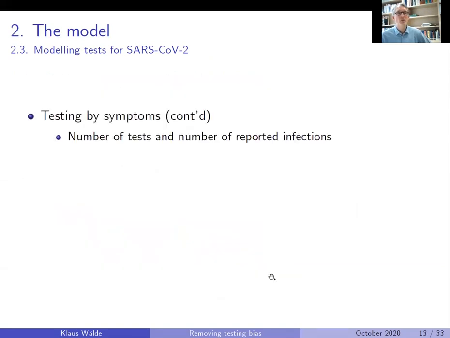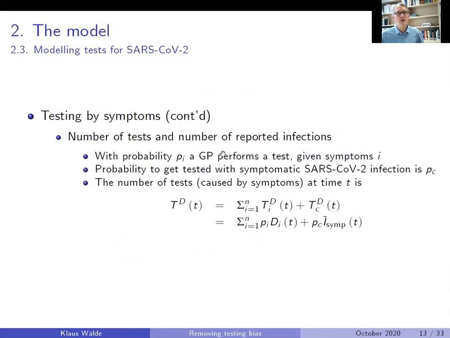Let's continue. Okay, so let's return to testing by symptoms. Once we have tested, we now need to know in our model how many tests there are, what is the number of tests and the number of reported infections? So with a probability PI, as we said, a GP performs a test given symptoms I. The probability to get tested with symptomatic SARS-CoV-2 infection is PC.